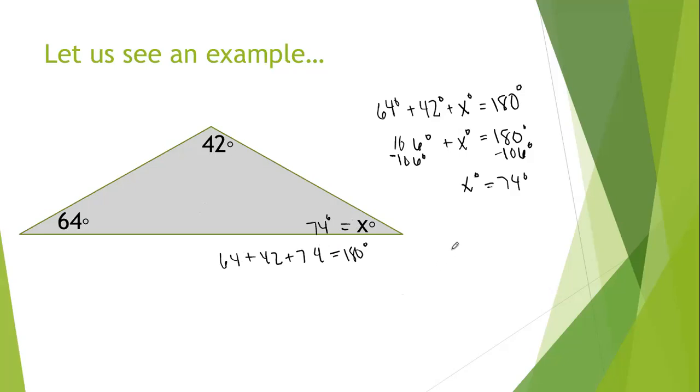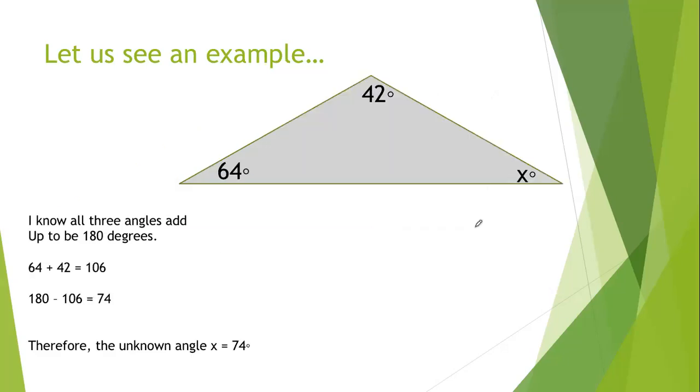Okay, talk to me. Is that confusing? No, that makes sense. So because they all add up to 180, I can add the 2 I know together and subtract it from 180 degrees. And that'll give me my missing angle. Okay. Zoom people, we good? So this is just me writing out what we did. We did 64 plus 42. We subtracted it to get 74.